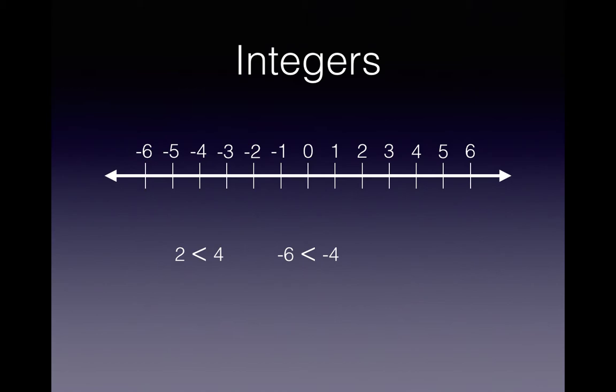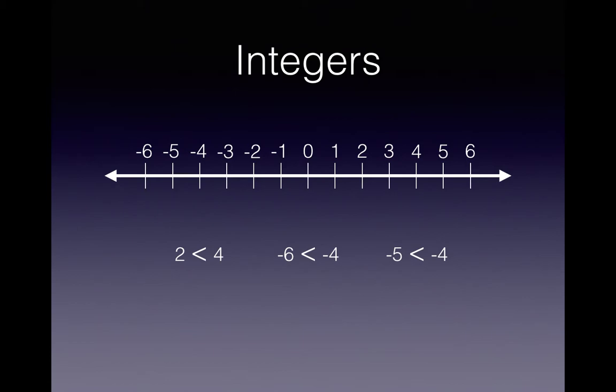-6 is less than -4. What this says is the number -6 is smaller than the number -4, or the number -6 is to the left of -4. And we can see from the number line above that both of those statements are true. The number 2 is to the left of 4, and the number -6 is to the left of -4. Now, just a third example. The number -5 is less than the number -4. And if you look at the number line, yes, -5 is to the left of -4.